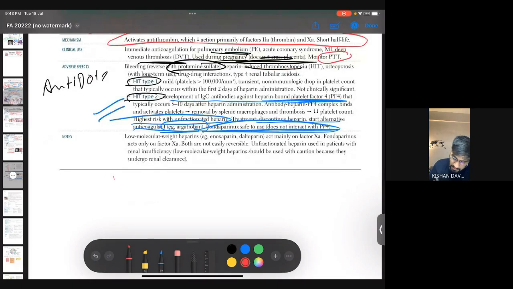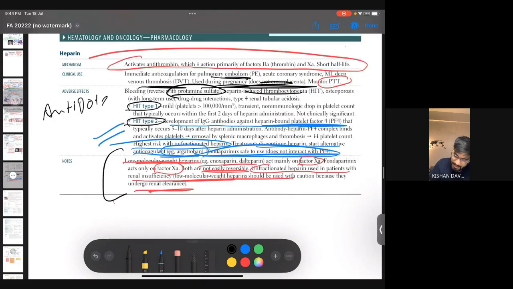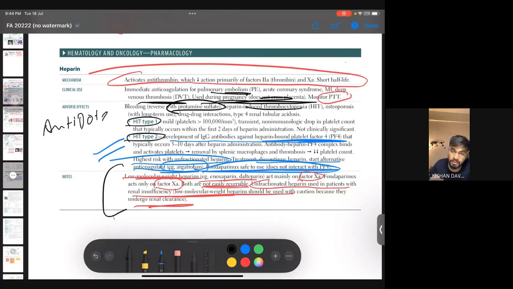Now see the important points. Low molecular weight heparin, that is enoxaparin and dalteparin, acts mainly on factor 10A. Fondaparinux acts only on factor 10A. Both are not easily reversible. Unfractionated heparin is used in patients with renal insufficiency because it does not undergo renal clearance. So this is what you need to remember here. HIT type 1 you can ignore, but for type 2 you have to remember the mechanism and the antidote. Most commonly asked, it was given in pulmonary embolism and DVT, heparin was used, and you need to remember the mechanism. That's all about heparin.